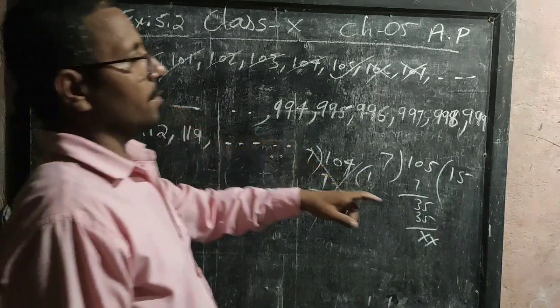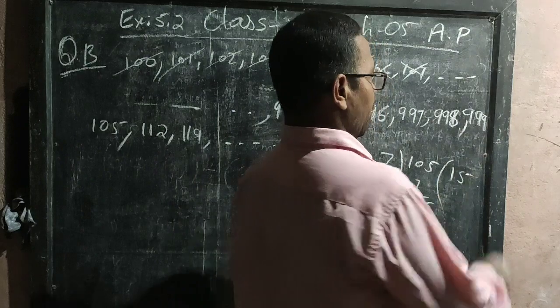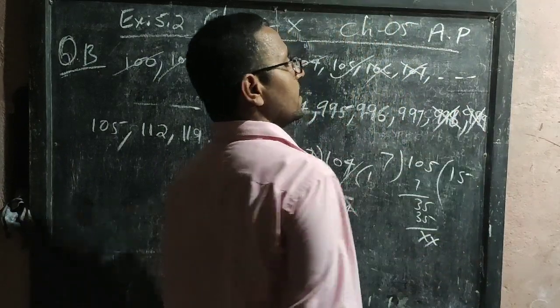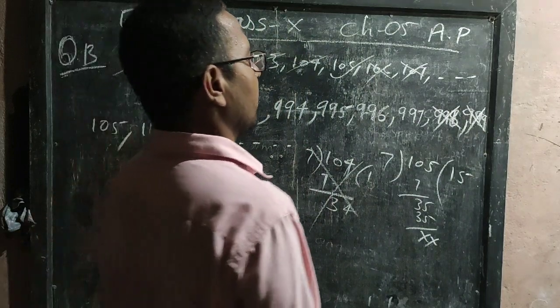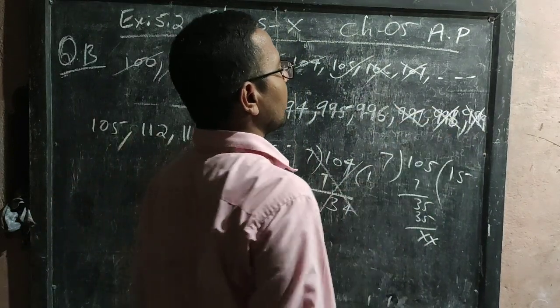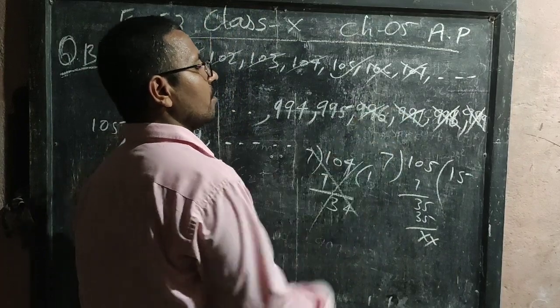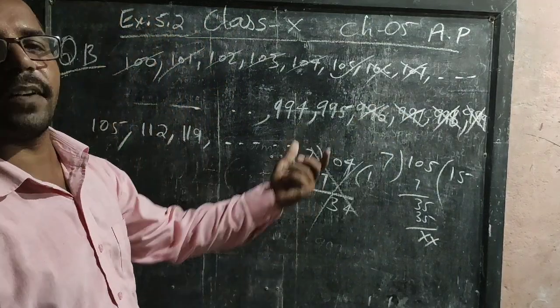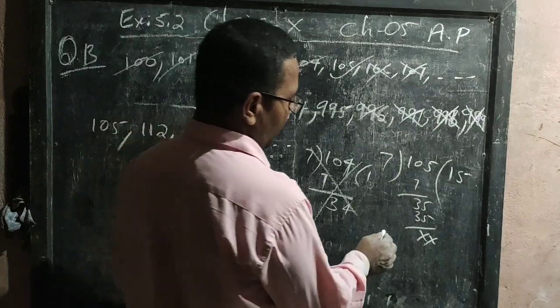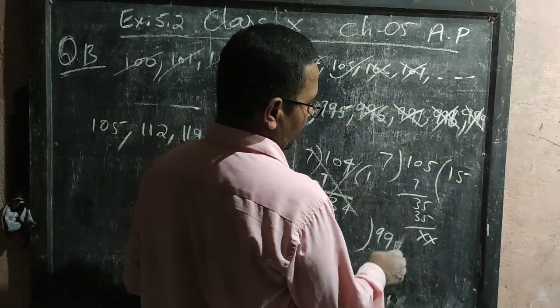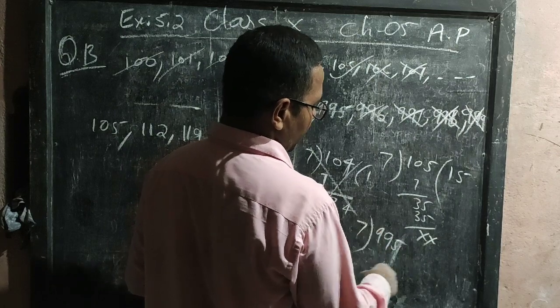So now let's see from the last also. 999 is not divisible by 7. 998 is also not divisible by 7. 997 is also not divisible by 7. 996 is also not divisible by 7. So let's check whether 995 is divisible by 7 or not. 995 divided by 7.